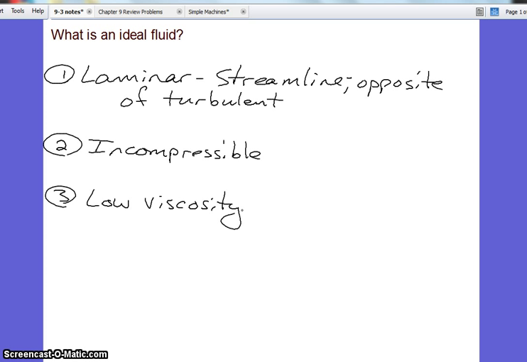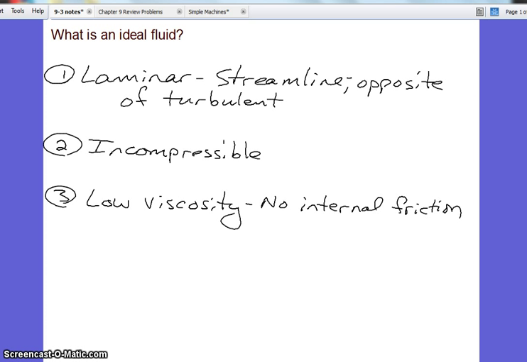And so we want fluids that are very thin, things like water or air, not things that are thick like honey or molasses or something like that. So it needs to flow really easily. We say that it has no internal friction. So the particles have no friction with each other, and they have no friction with the outside walls of the pipes.